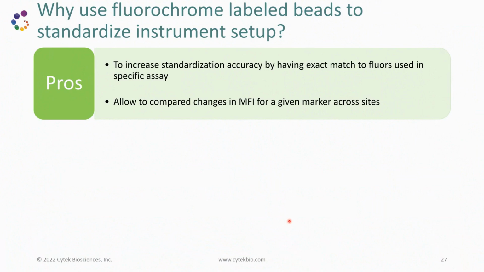And this is very important. You cannot use a set of fluorochromes to standardize for assays that use another set of fluorochromes. The standardization has to be fluorochrome specific and for the specific fluorochromes that are part of the assay that you want to standardize. And with that level of standardization, you're going to have the ability to compare changes in MFI for a given marker. So you're going to increase the level of precision of the measurements that you're doing.